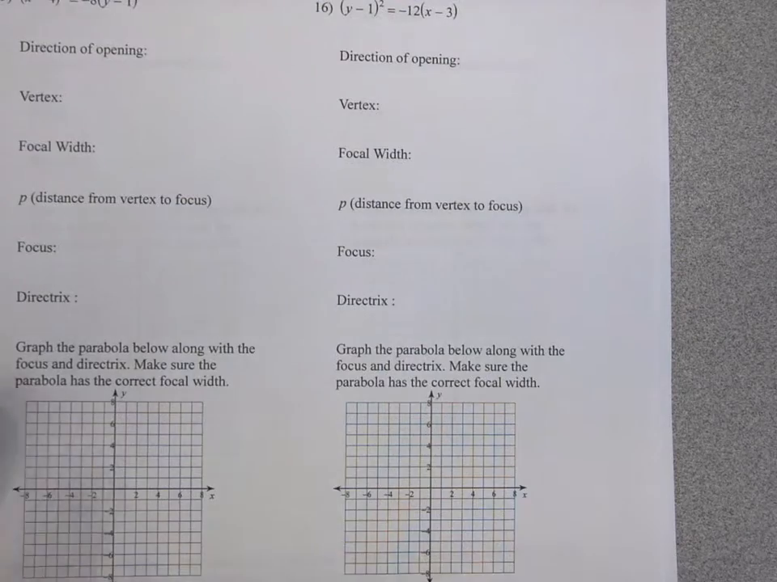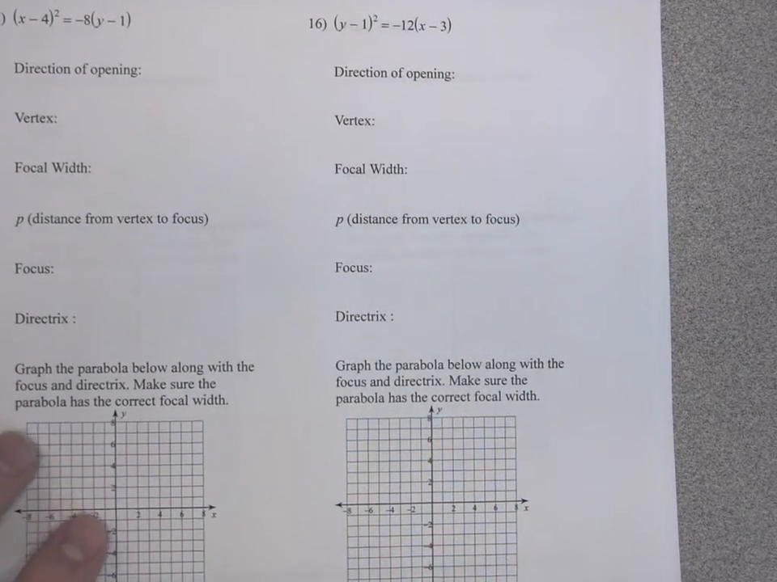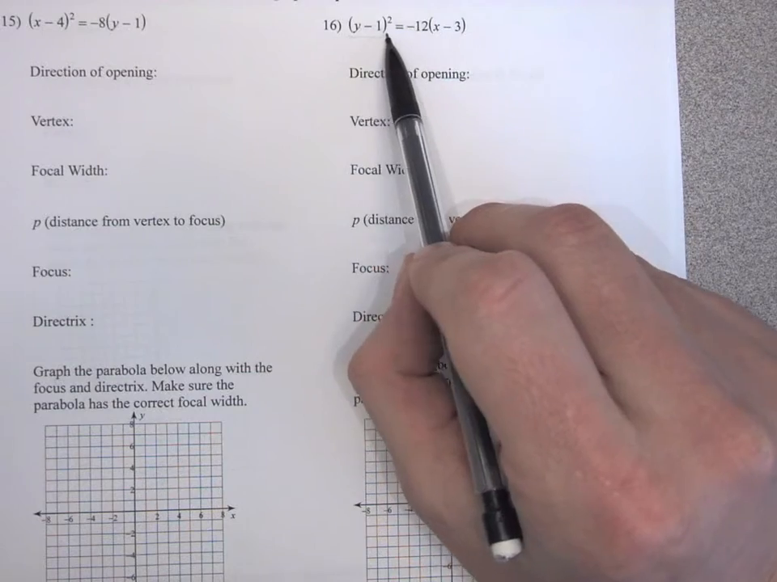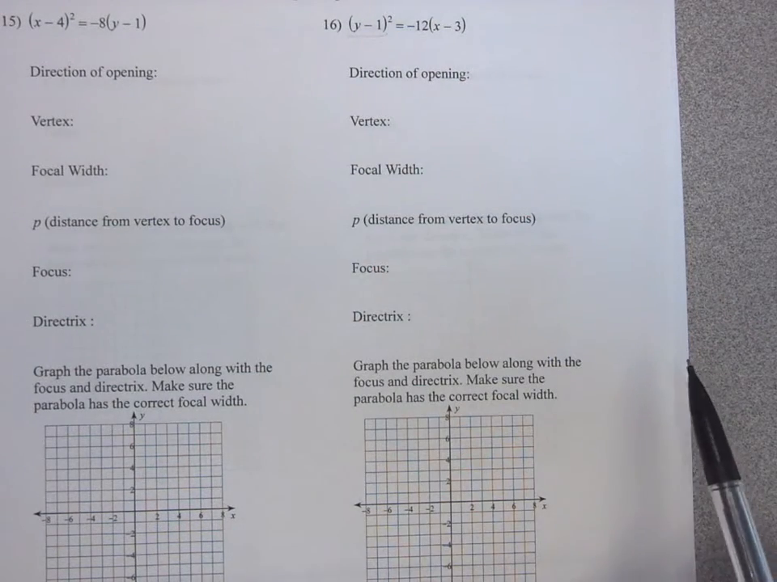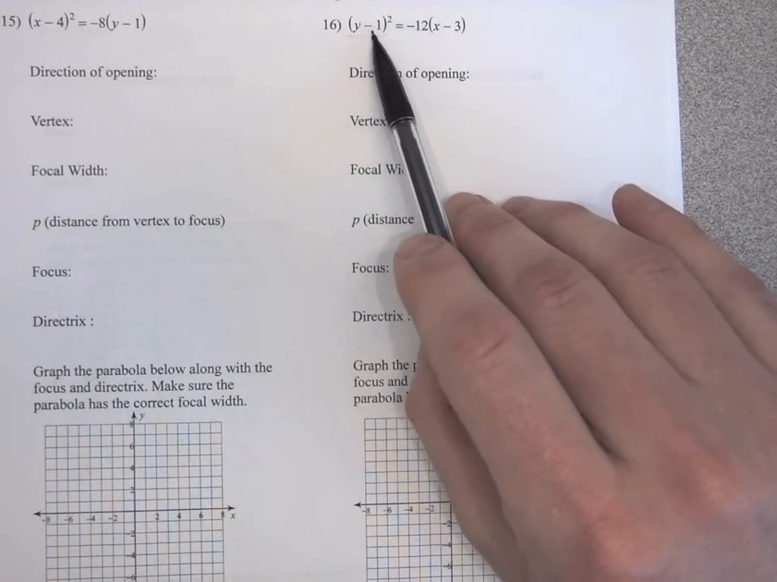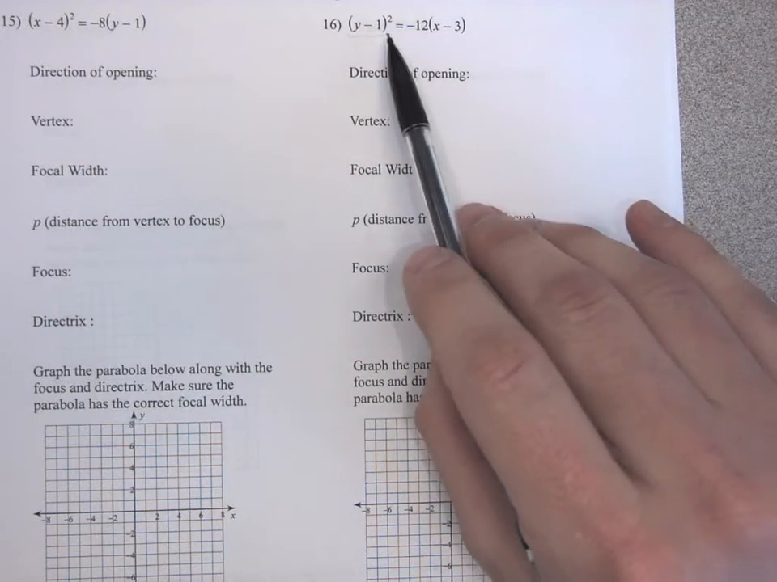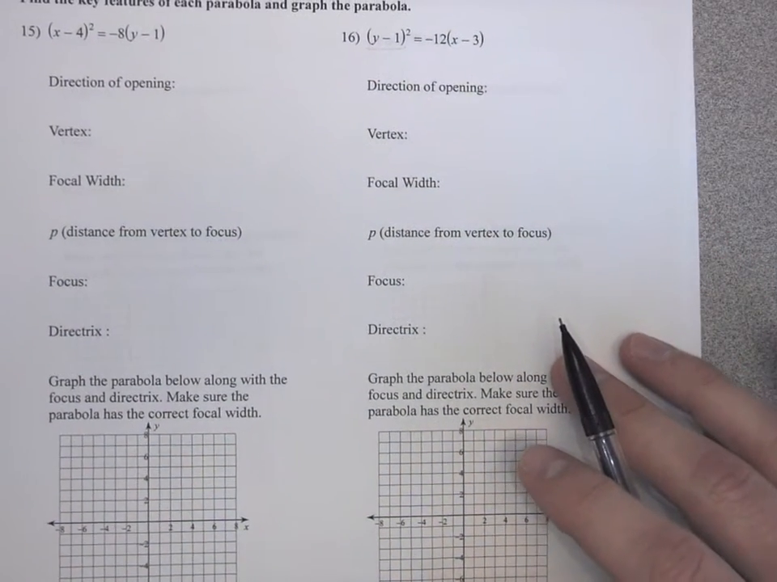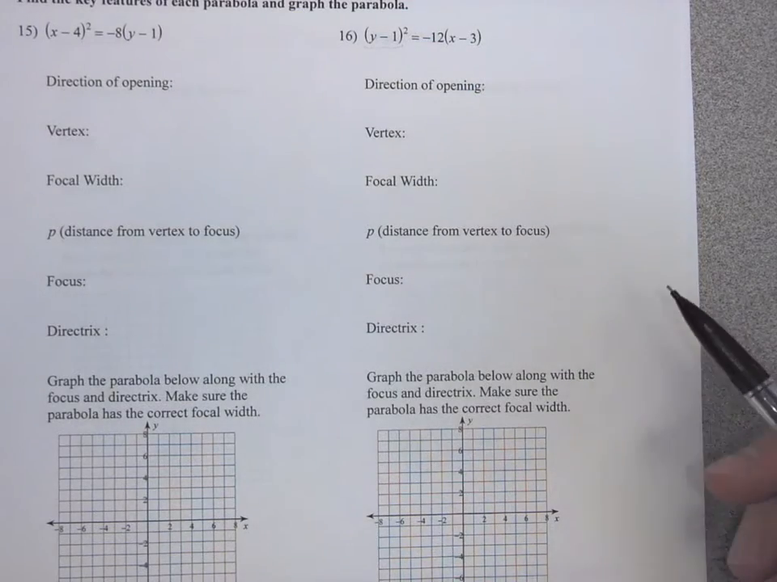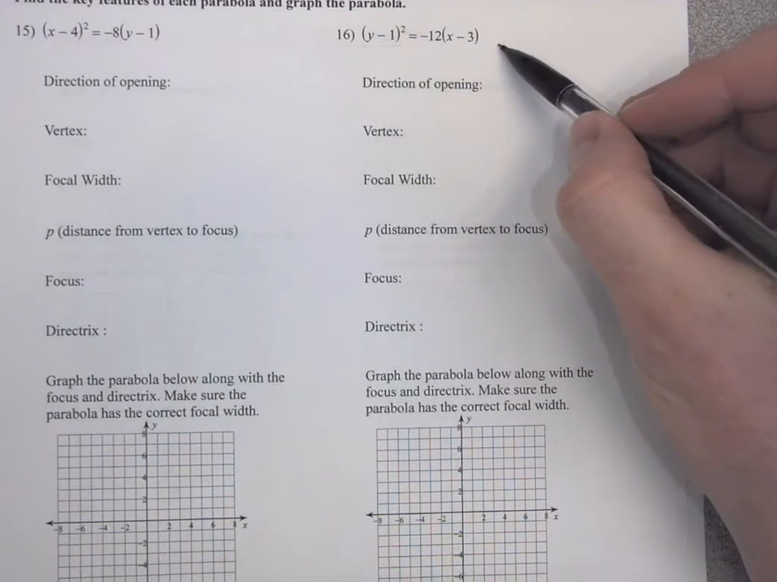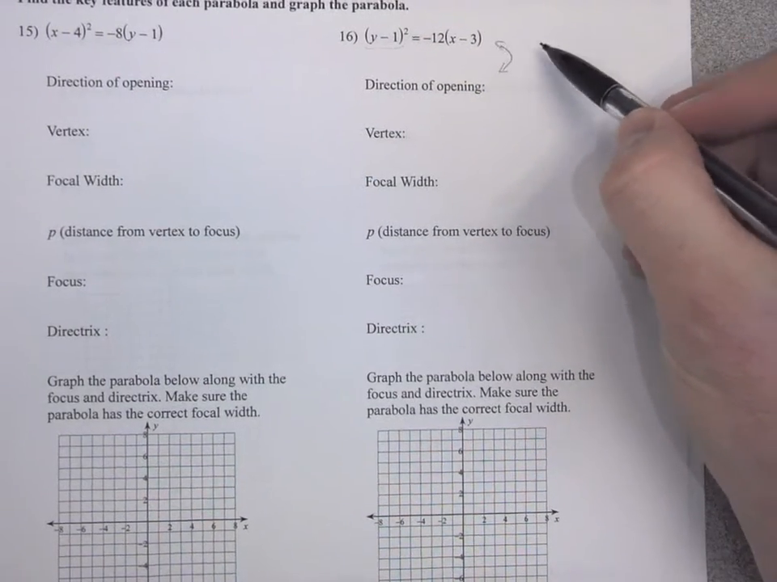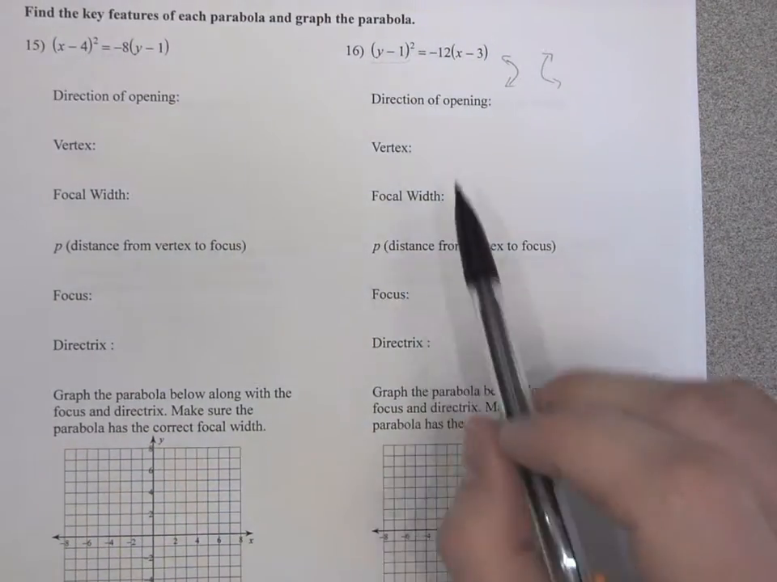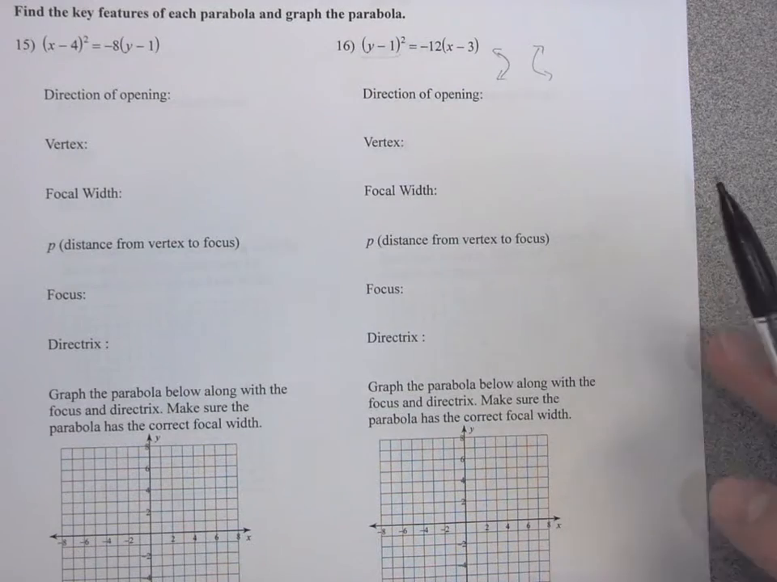Okay. The first thing we need to look at is the direction that this parabola opens. What we want to notice is that the y piece is being squared. There's the y in there with the -1. This is the piece that's being squared, which means this is going to be a horizontally opening parabola. It's either going to open to the right or to the left. We know that because the y is being squared versus the x being squared.